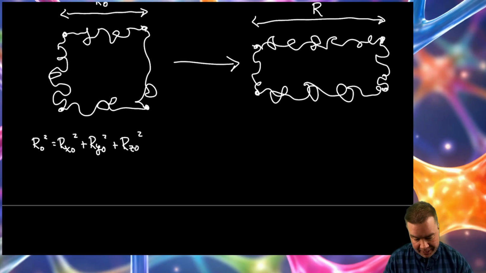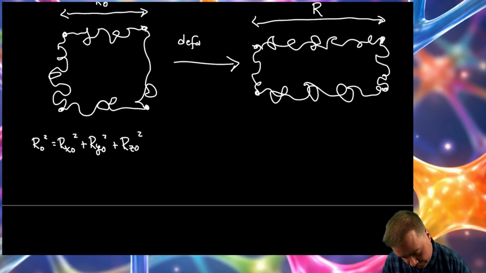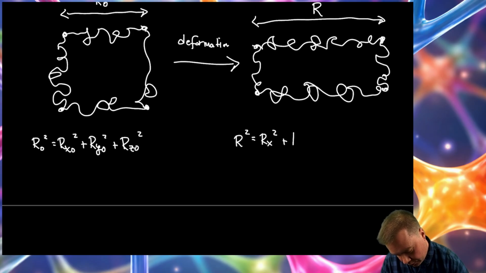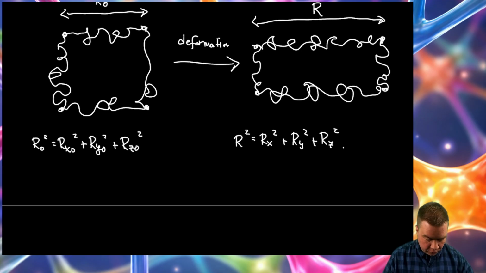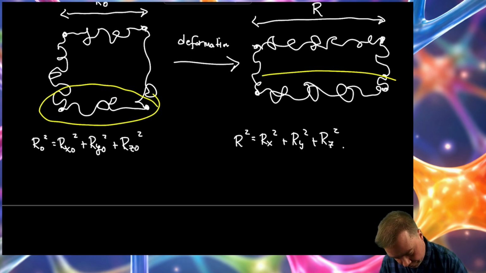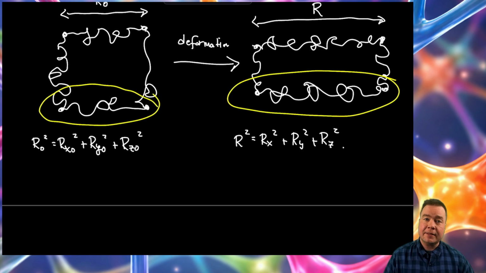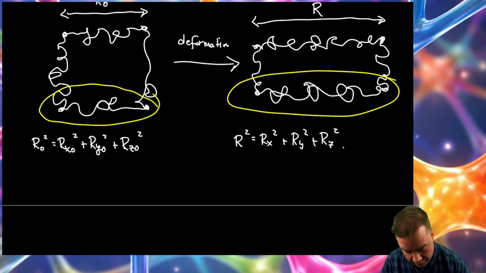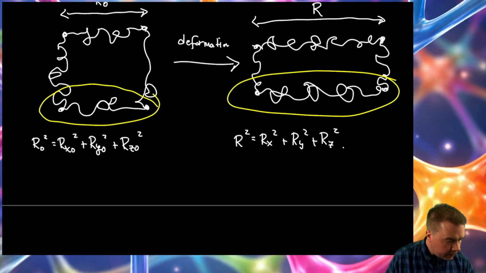And then after the deformation, we've got the size R squared, which is Rx squared plus Ry squared plus Rz squared, just for one polymer chain. So when we're doing this, I'm describing maybe what's happening right here. Okay, that's how the size of the chain is changing after this deformation.